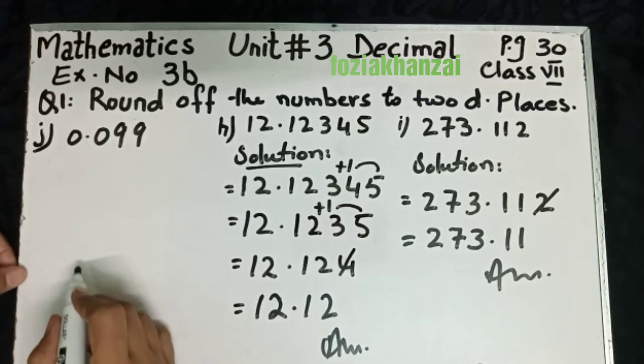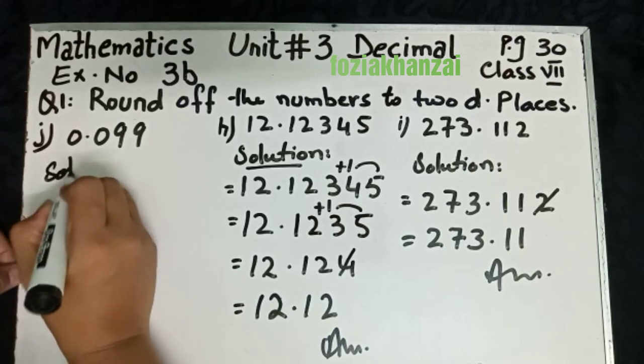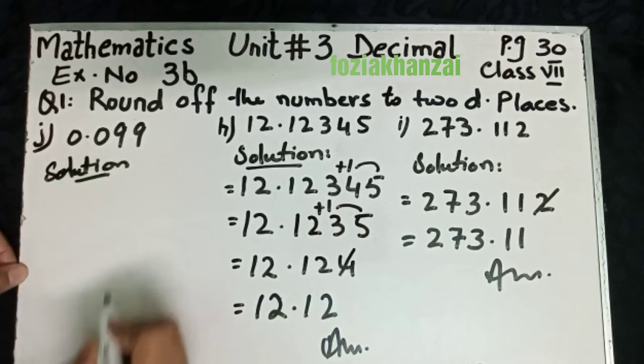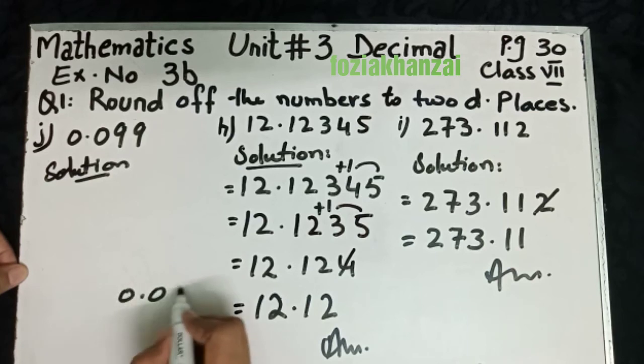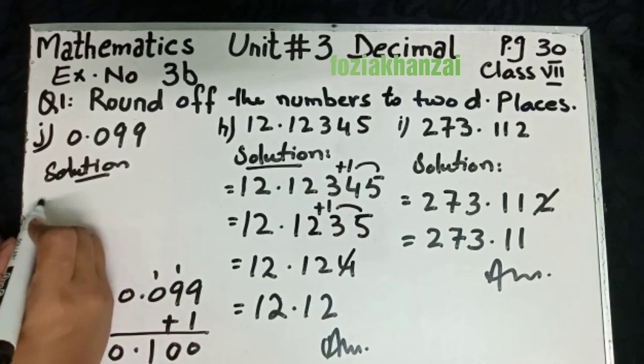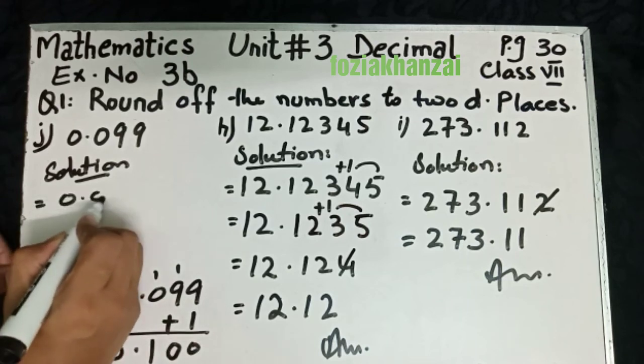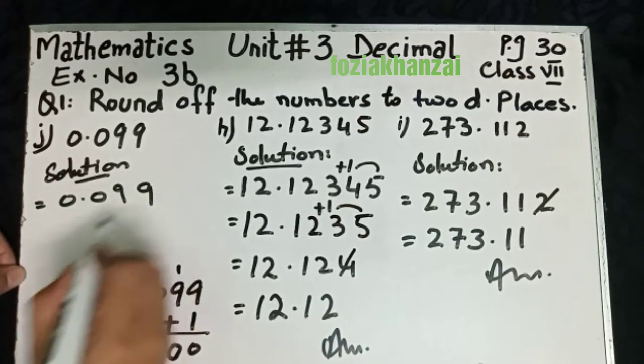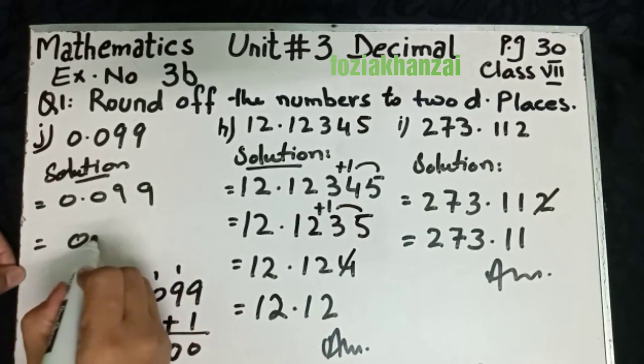0.099. So in this part, just add 1. 0.099 plus 1. Okay, 9 plus 1 is 10, 0, and 1 carry. Copy the decimal under the decimal, 0. It means 0.10 would be the answer of 2 dp. 0.099. First copy the question. Answer 0.10.